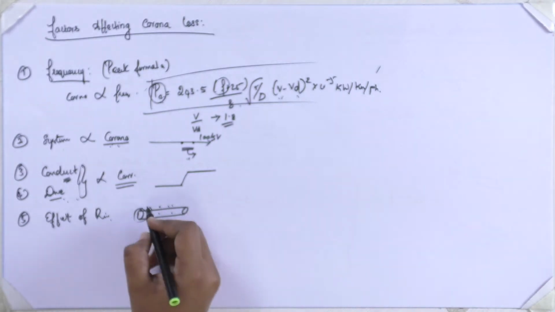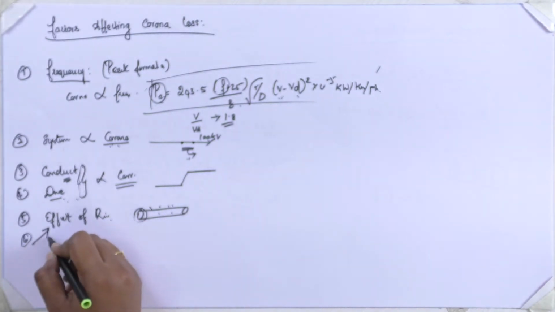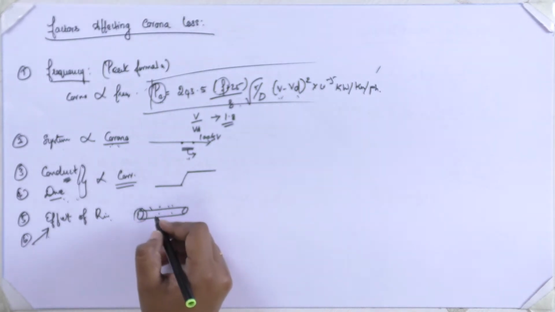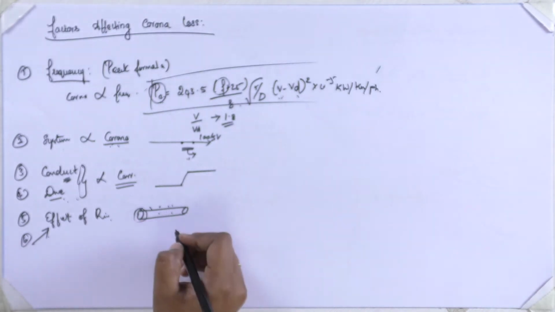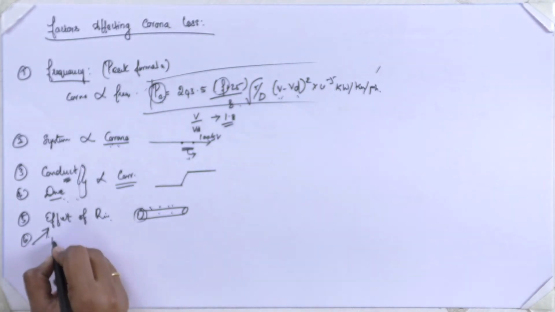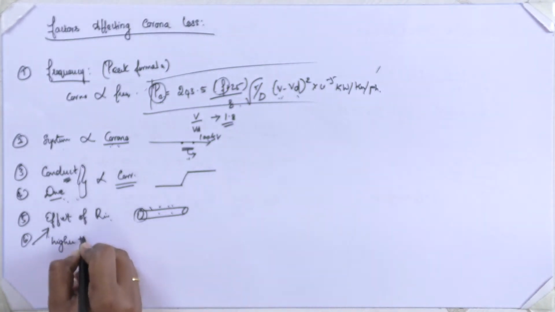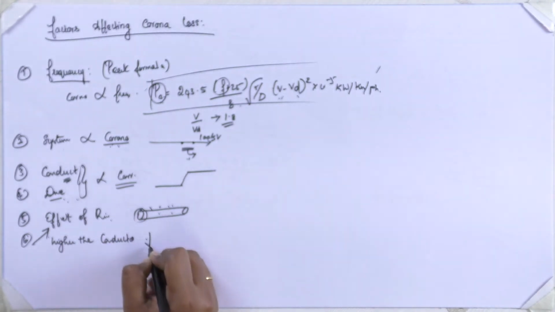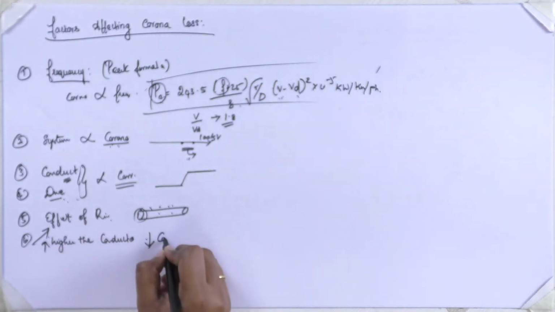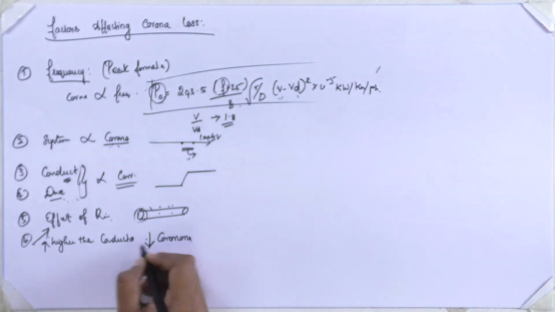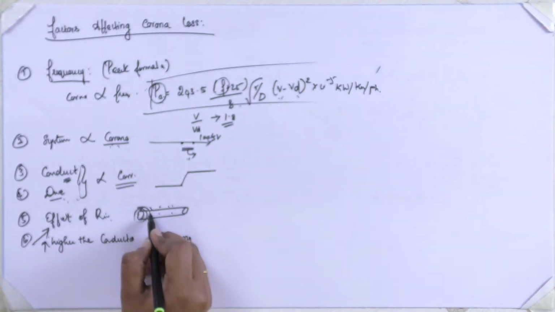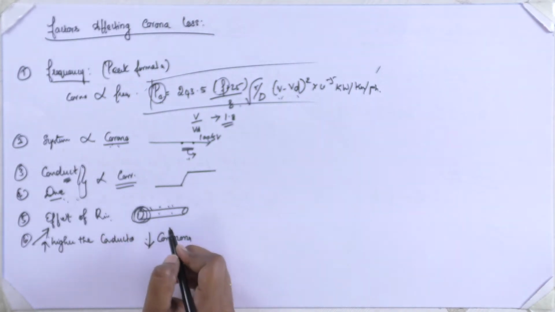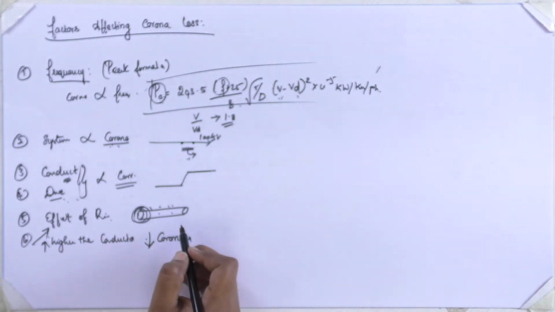And the next one is the conductor radius, which is related to the effect of rain and dust. Higher conductor radius means lesser surface field intensity, and hence reduced corona losses. Higher the conductor area, lesser the corona losses, because if the conductor area is high, the surface field intensity will be lesser, so the corona loss is lesser.